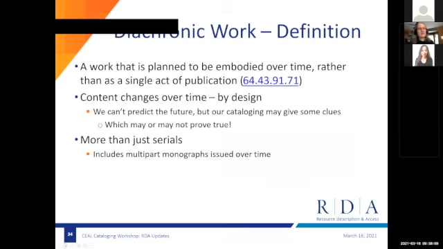I know I certainly have cataloged multi-volume sets based on the publisher's statement that this will be complete in 10 volumes and will be finished in 5 years from now. And then about 7 years from now, they decide that there's an 11th volume. Or we have serials that say, hey, this is going to come out quarterly, but we all know that kind of thing changes as well. But as I illustrated, this is more than just serials. It includes multi-part monographs issued over time. Next slide, please.